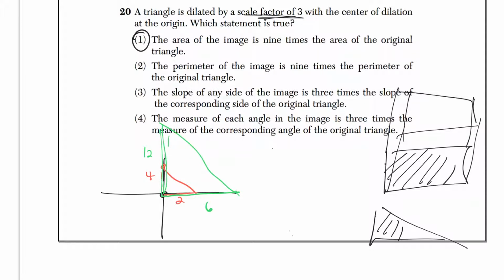The area of the small triangle is 1/2 times 2 times 4, which is just going to be an area of 4. The area of the larger triangle is 1/2 times 6 times 12, which will be an area of 36. And you could tell it's times 9 to go from the smaller area to the larger area. So even if you didn't know that fact about the dimensions and the scale factor, you could just test these things out and get the answer.